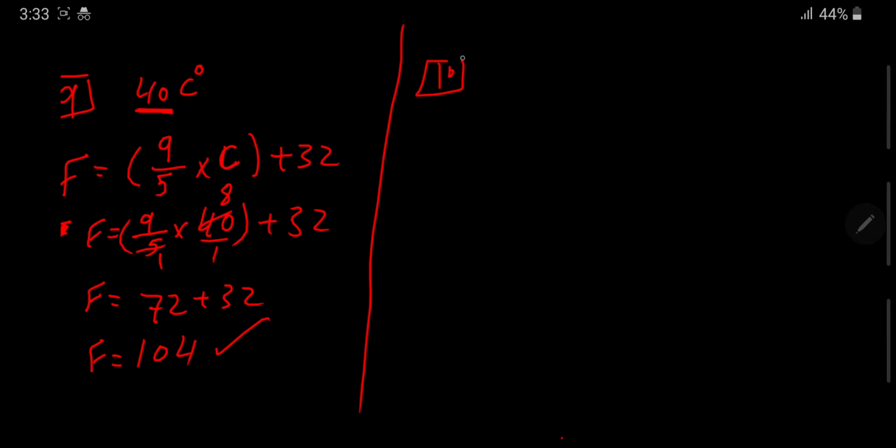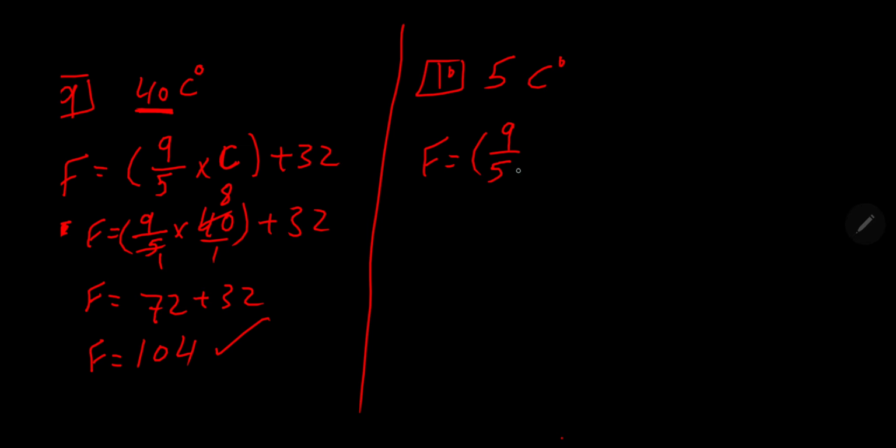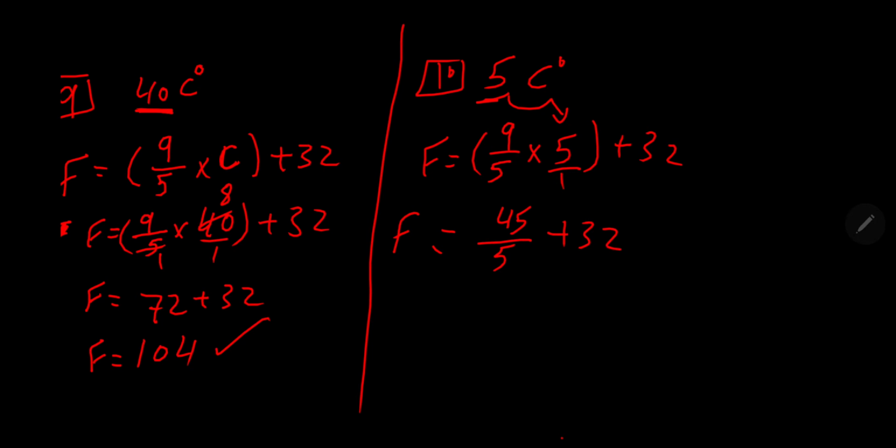And number 10 is 5 Celsius. Now again, F is equal to 9 over 5 multiply 5 and plus 32. Okay, only in place of C we put 5. The denominator of 5 is 1. Let's this time do it the other way. F is equal to 9 multiply 5. The numerator multiply numerator is 45. Denominator multiply denominator is 5, plus 32.